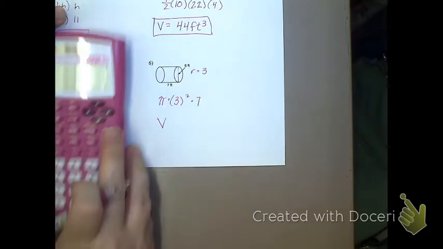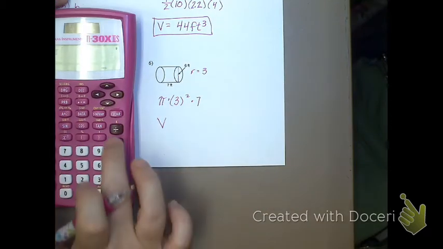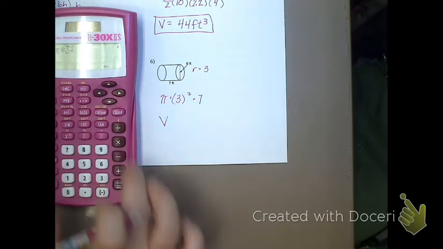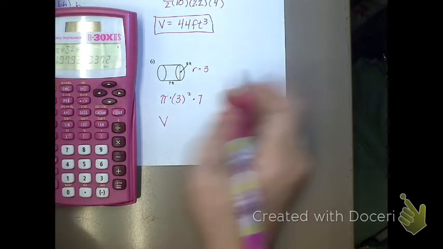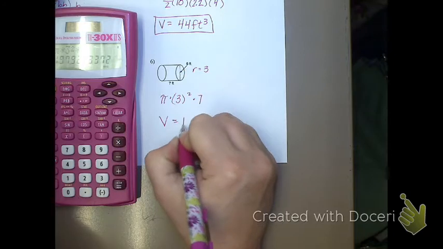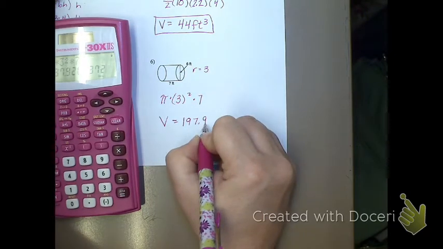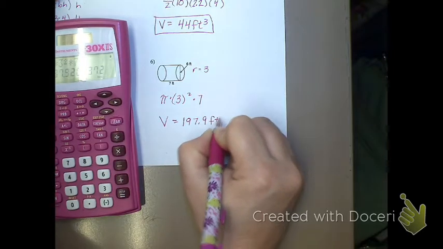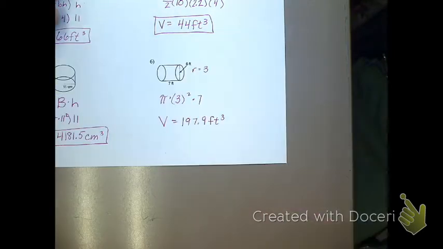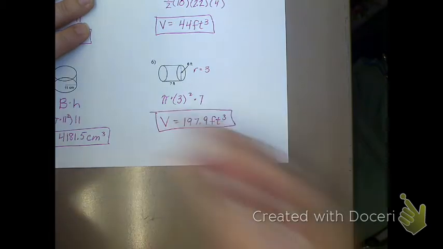So pi times 3 squared times 7 gives me 197.92, so I'm going to call that 198, and again feet cubed. So that should be good to get you started on these guys.